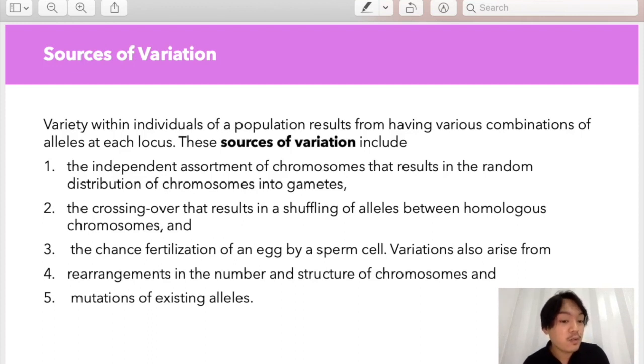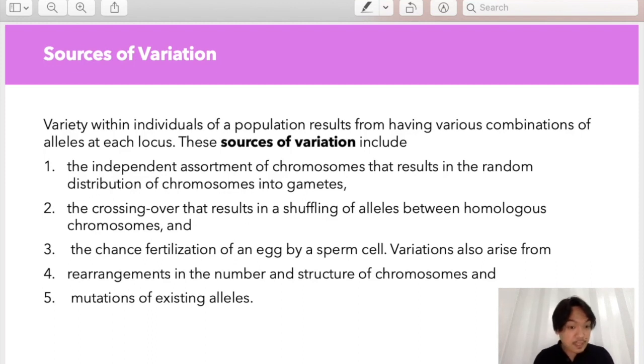And number 2, the crossing over that results in shuffling of alleles between homologous chromosomes. It happens also in meiosis. In crossing over, two arms of your chromosomes form a synapse, which is also called a crossing over. So that's the maternal and paternal side sharing both traits.